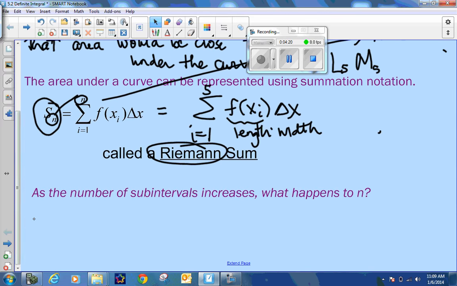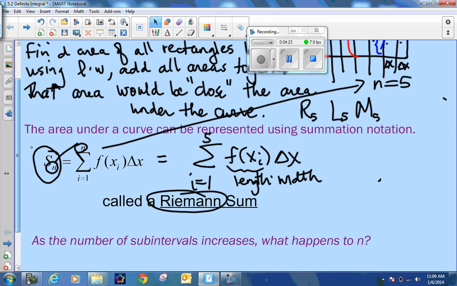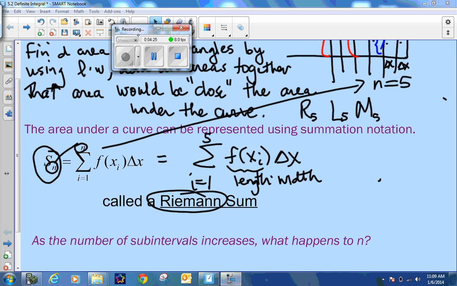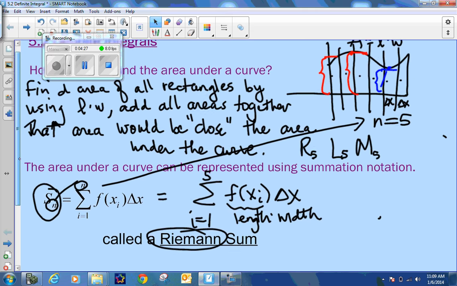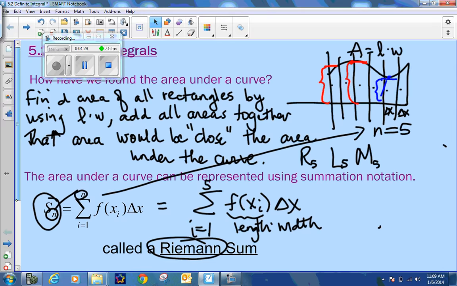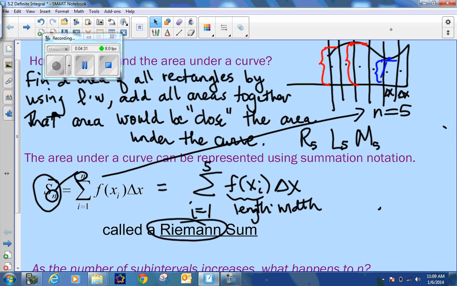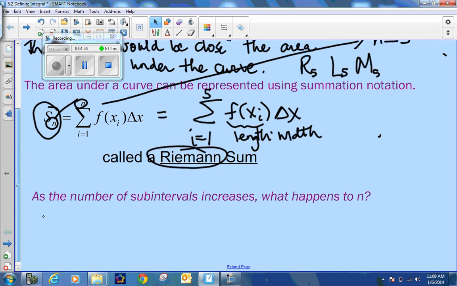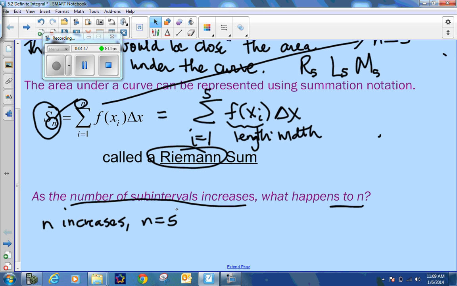Okay, and what we do is we change that n. If your number of subintervals increases, what happens to n? Well, n increases because n is the number of subintervals. And if n increases, say, instead of 5 now, let's go to 10. Well, what the heck? Why don't we just go to 100?